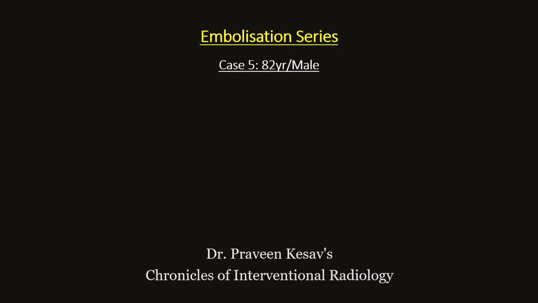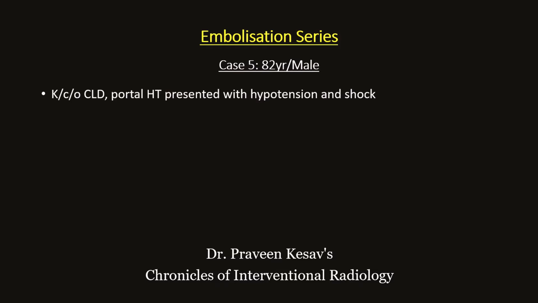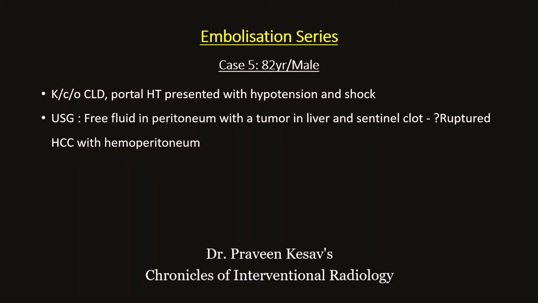Here we have an 82-year-old gentleman, a known case of CLD with portal hypertension, presented to the ER with hypotension and shock. Ultrasound revealed free fluid in peritoneum with a hyperechoic lesion in the liver, presumed to be a tumor at his age with a given history, and there were also sentinel clots with suspected hemoperitoneum. Hence, a ruptured HCC with hemoperitoneum was considered as the first possibility.